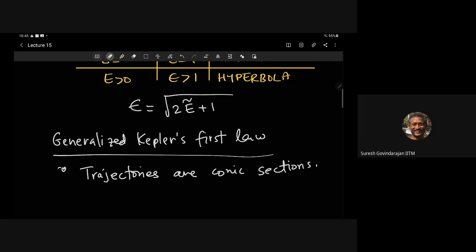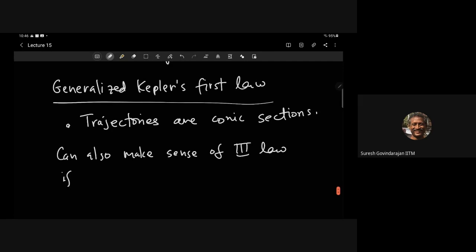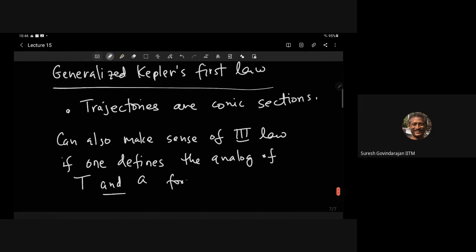Okay, is this clear? So we are able to make a more general statement than just for the case of bound orbits. And actually, the second law makes sense for everything, right? Because it's just a statement of angular momentum being conserved. Okay, so you can also make sense of the third law if one defines the analog of T and some length scale a for hyperbolic orbits.